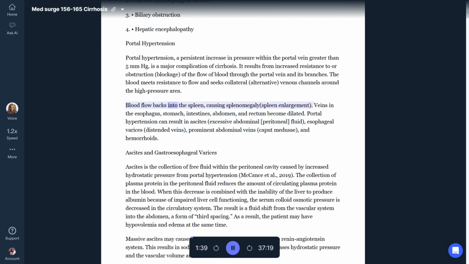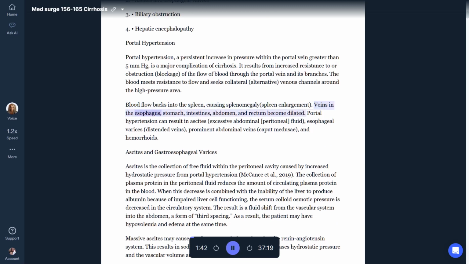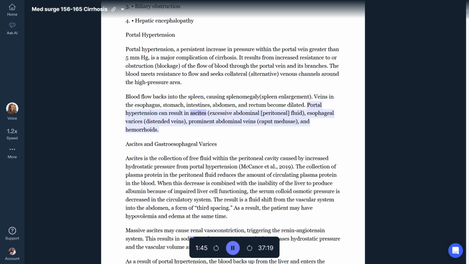Blood flow backs into the spleen, causing splenomegaly. Veins in the esophagus, stomach, intestines, abdomen, and rectum become dilated. Portal hypertension can result in ascites, esophageal varices, prominent abdominal veins, and hemorrhoids.